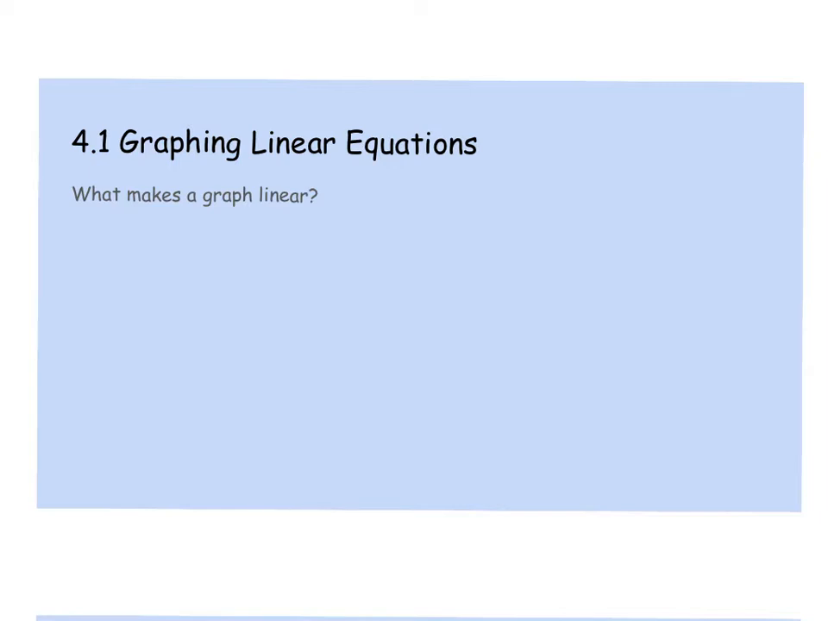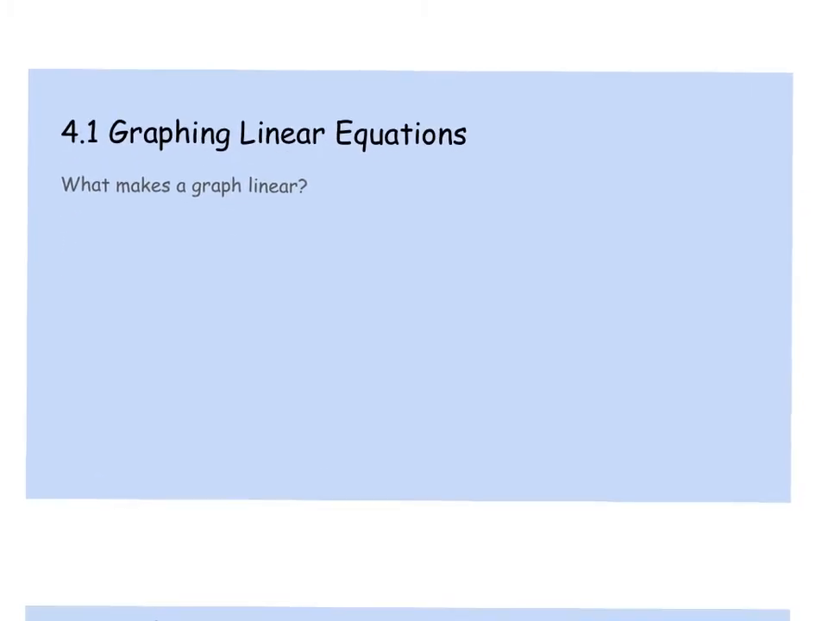What makes a graph linear? Anything that forms a line. You could pick any two points. I'll put a couple points here. If you can draw a line through them, that's basically a linear equation.